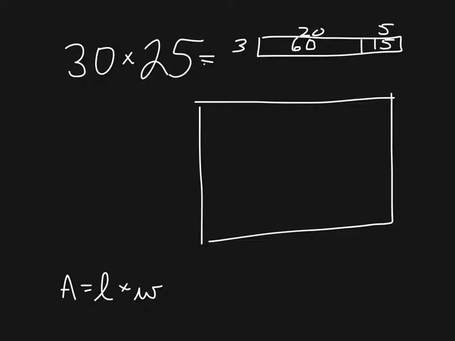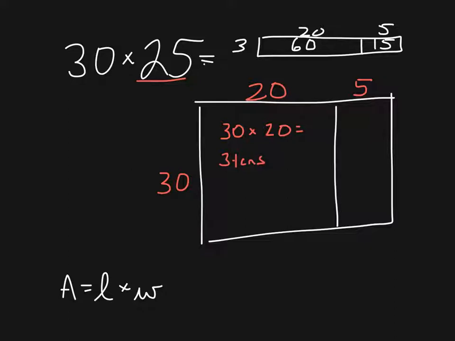But this is 30 times 25, so our area model is bigger. I'm still going to take the 25 and decompose it along the top: 2 tens, 5 ones. And I'm going to put the 30 on the side. So the equation for this section of the area model is length times width, 30 times 20. We can think of that as 3 tens times 2 tens, and that is equal to 6 hundreds, or we can write that as 600.